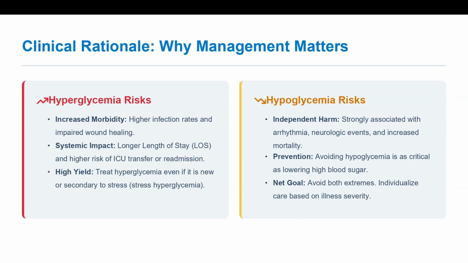So hypoglycemia risk. In fact, hypoglycemia is riskier than hyperglycemia. It has an independent harm, strongly associated with arrhythmias, neurological events like seizures, and increased mortality compared to hyperglycemia. Avoiding hypoglycemia is as critical as lowering a high blood sugar. Net goal: avoid both extremes. Individualize care based on illness and severity.